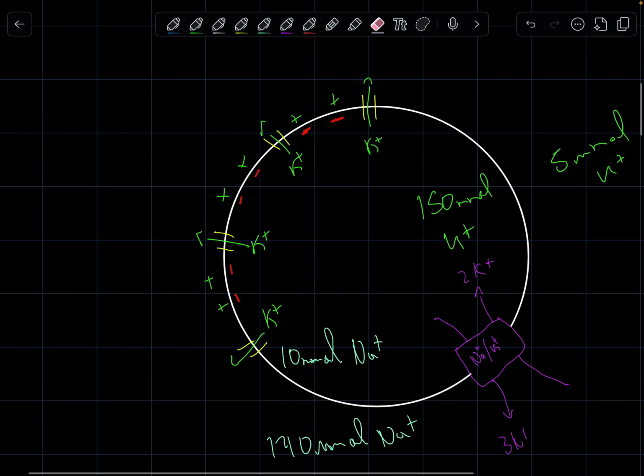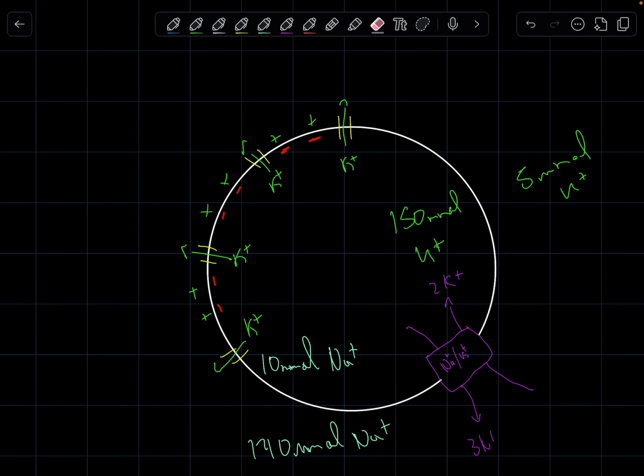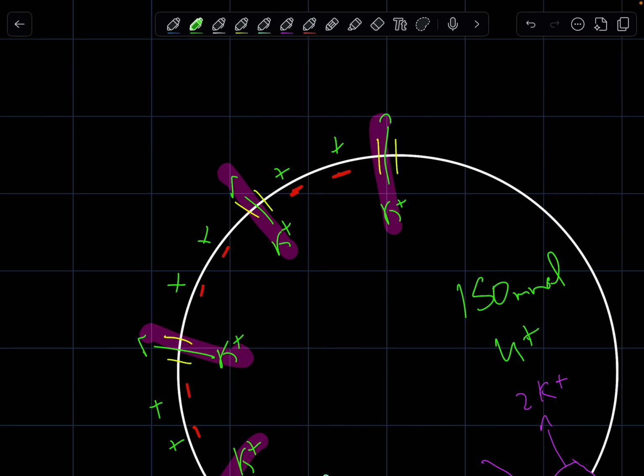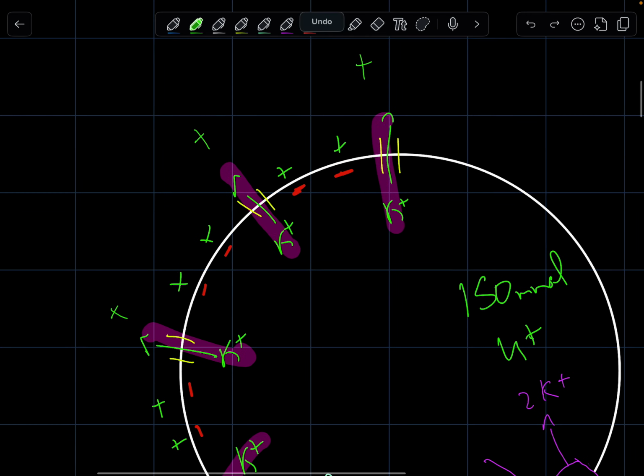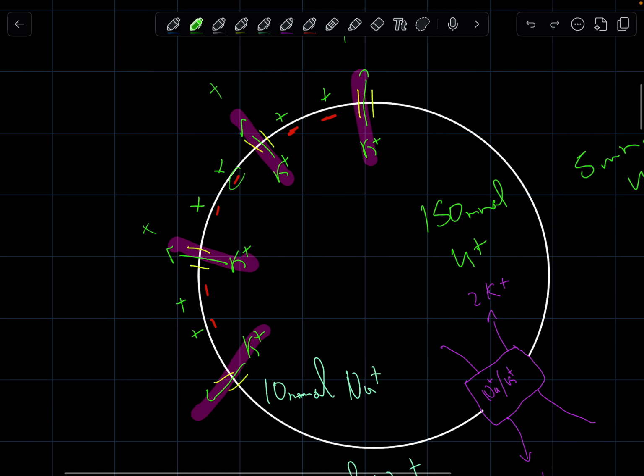Now, because there's more potassium inside the cell, the cell actually has these things called leak channels, which make potassium very permeable, and sodium is actually not very permeable. Because potassium is permeable, these leak channels work, and potassium leaves. When potassium leaves, it leaves the negative charge behind, as seen here, right? The negative charge is left behind, but they're still attracted to each other. So as potassium leaves, it makes the inside of the cell more negative.